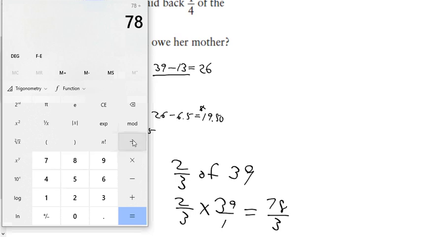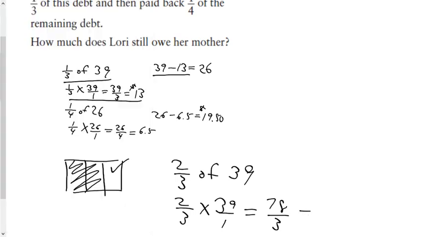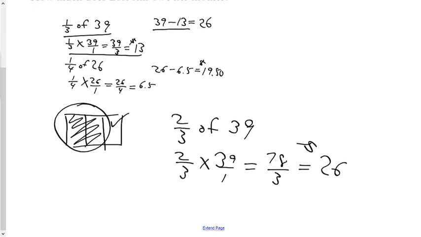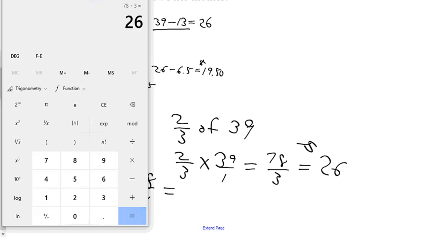78 divided by 3, 26 bucks. So she still owes 26 bucks. So this amount right here, the 2/3 that she still owes, is 26 bucks. She pays back a quarter of that. So she still owes 3/4 of the $26. If she paid back a quarter, she still owes 3/4 of the 26. 3 times 26 is 78. And 78 divided by 4, we already did that, didn't we? No, we didn't. 78 divided by 4 means she still owes $19.50.